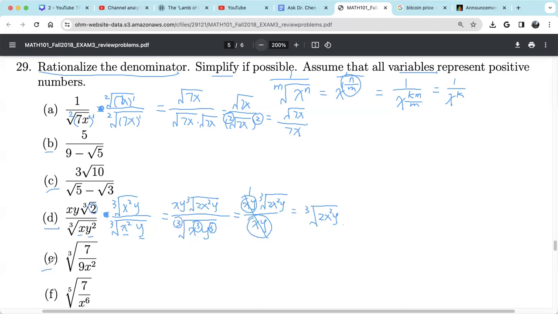Let's see E. We also have a cubic root. So we want to multiply under the same index. 9 is 3 squared, right? But we want a 3 cubed. So we want to multiply by 3. 3 times 3 squared would be 3 cubed, right? Then 3 cubed, cubic root becomes 3. X squared, we need x, because x squared times x, that's x cubed, right? Then 3 over 3 becomes 1.